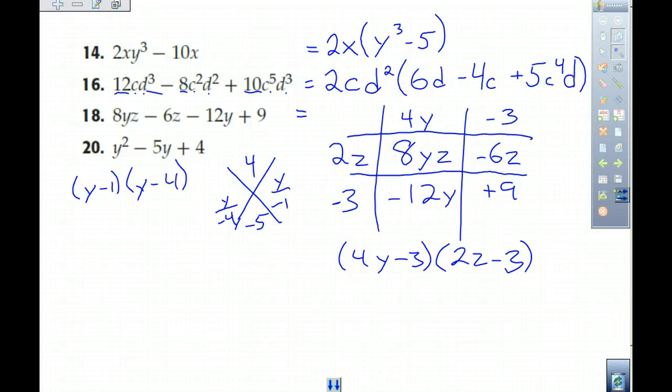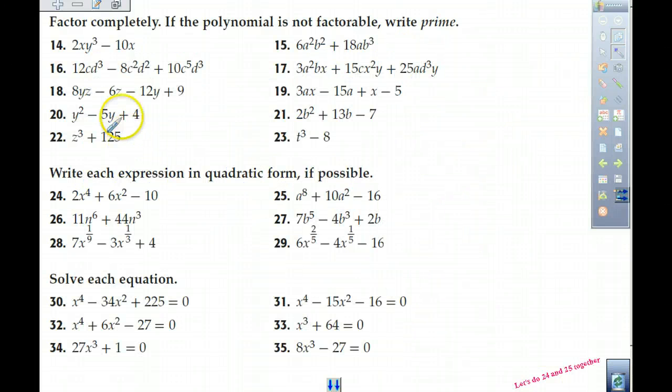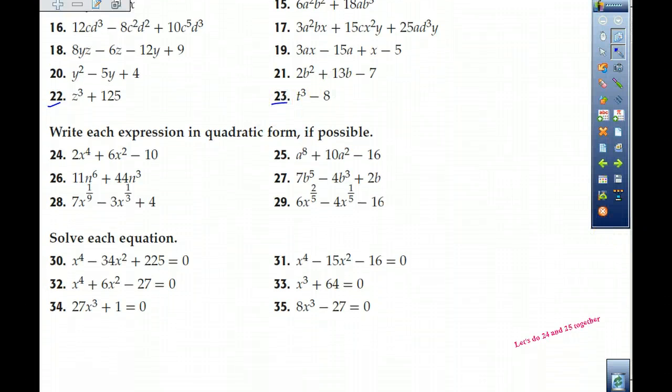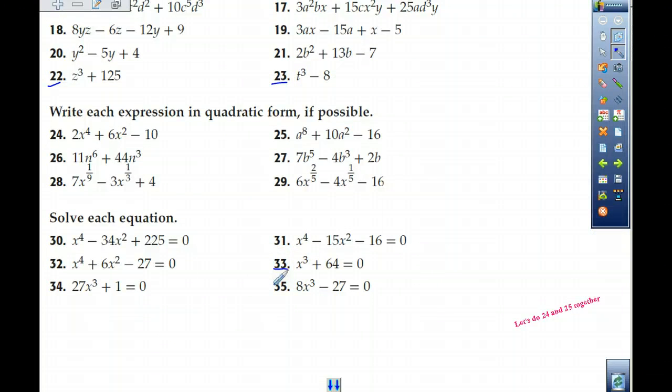Alright, so that's the first part. You guys are going to need to check your answers. Next, we'll get to 22 and 23 for factoring. You also see down here, there's some more that are cubed, 33, 34, and 35. So I'm going to give you some generalities about how you solve these cubes. And these are all special. You can tell they're kind of set up a certain way.